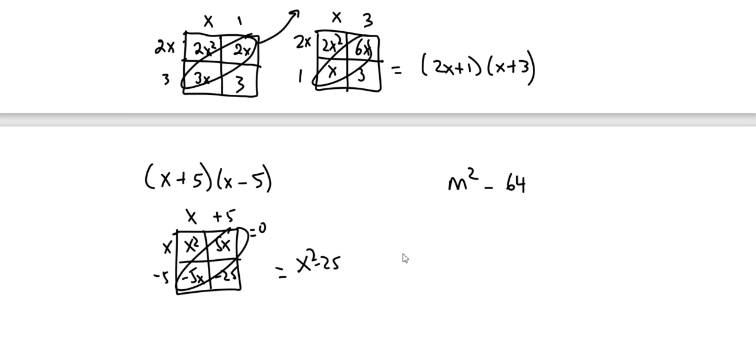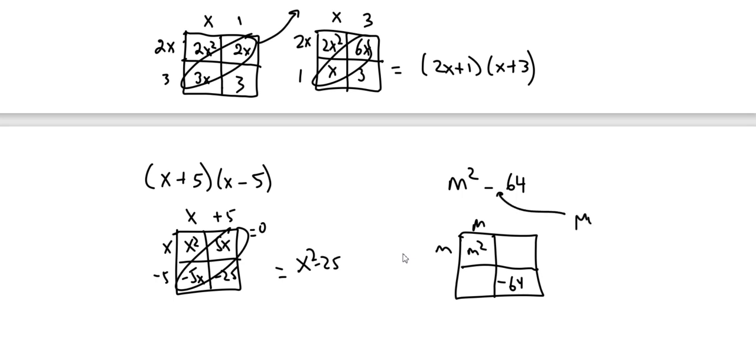If I do that, I'm really being given the inside, right? Given the inside, m squared and negative 64. This has to be m, this has to be m. Now for picking the two numbers, I know that the middle term is 0. There is no m term. So these two numbers have to add up to 0.